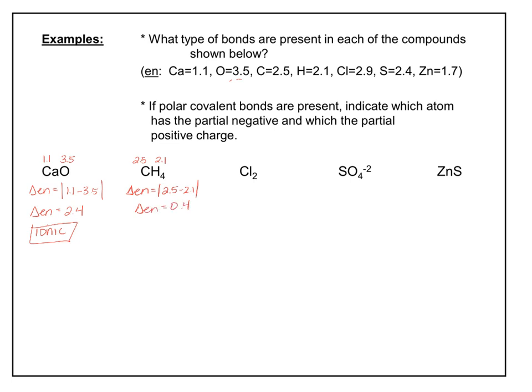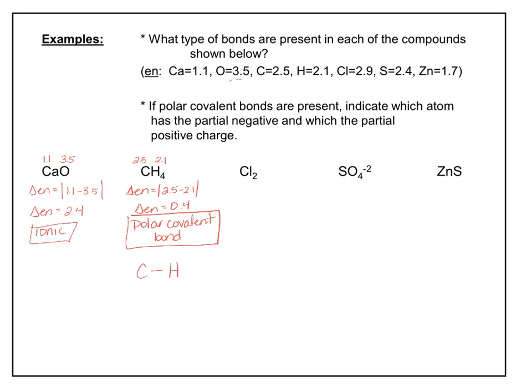I use my arbitrary guideline. I notice that 0.4 is in between 0 and 2. So that would result in a polar covalent bond. So they're sharing the electrons, but they're not sharing them equally. So it says in the instructions, if you get a polar covalent bond, let's draw the bond dipole representing what's partially positive, partially negative. So down below here, let's draw the carbon bonded to the hydrogen.